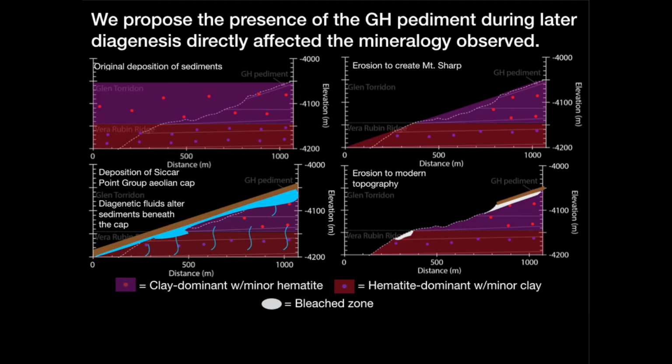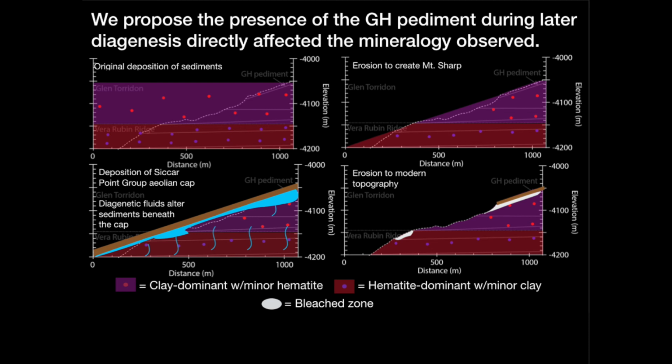We propose the presence of the Greenheugh pediment during later diagenesis directly affected the mineralogy observed. So we've created a very simplified model using topographic data from Vera Rubin Ridge up through to the Greenheugh pediment. The x-axis for each of these panels is the distance of this cross-section in meters, and the y-axis is the elevation. Regions with the purple backdrop and red dots are clay dominant with minor hematite, and the red backdrop with purple dots represents hematite dominant with minor clay components.